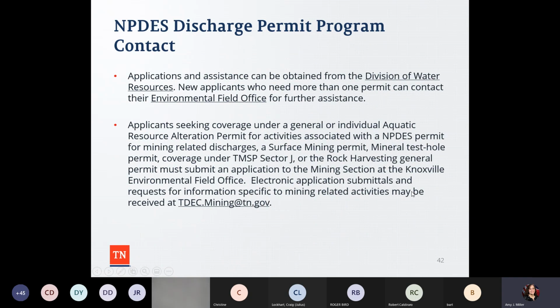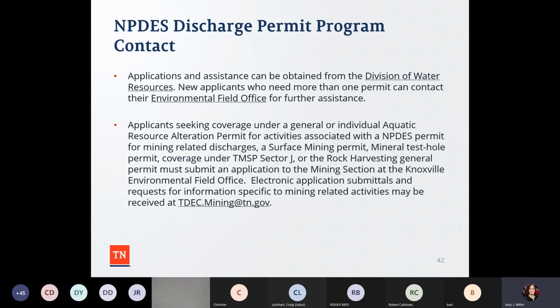So again, applications can be obtained from the Division of Water Resources. New applicants who need more than one permit should contact the environmental field office. And then there are applicants seeking coverage under a general or individual ARAP, right? ARAP, Aquatic Resource Alteration Permit, for activities with NPDES permits for mining related discharges, or a surface mining permit, mineral test hole permit, coverage under the TMSP Sector J, or the rock harvesting general permit.